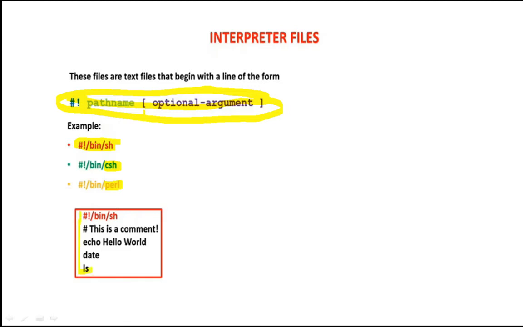See here, one example is there. What are you doing here? First you are including the interpreter, that is, the path where the interpreter is present, you have to include here. Then you are including one comment, this is the comment. Then you are executing the echo command, date command and the ls command. The pathname is normally an absolute pathname since no special operations are performed on it. The recognition of these files is done within the kernel as a part of processing the exec system calls.